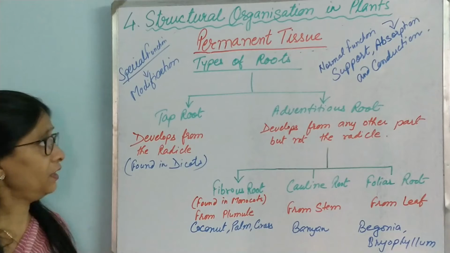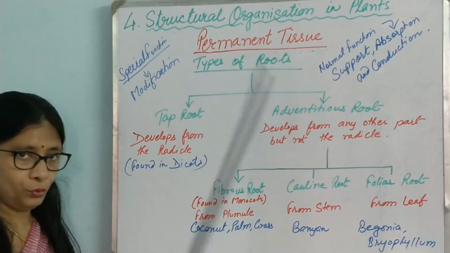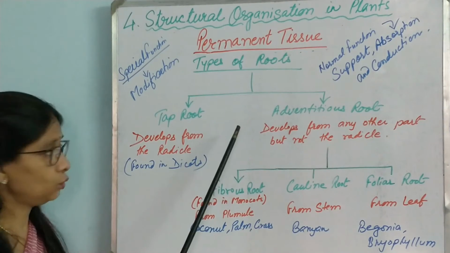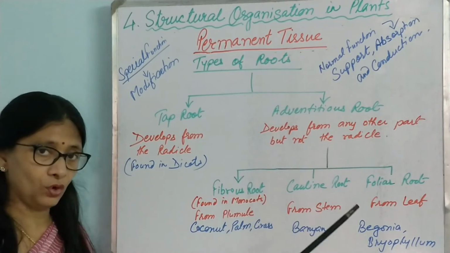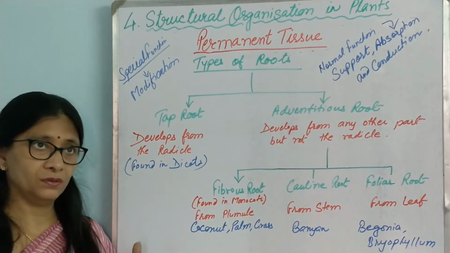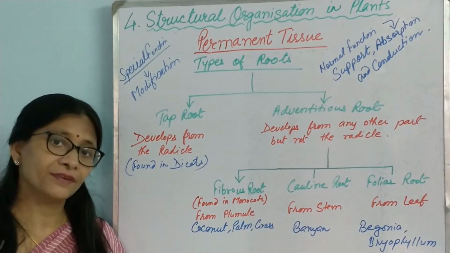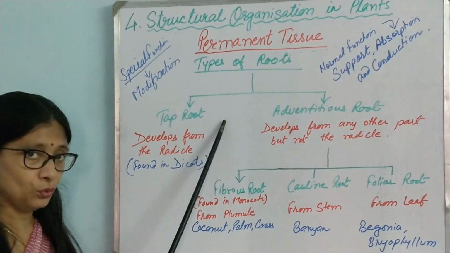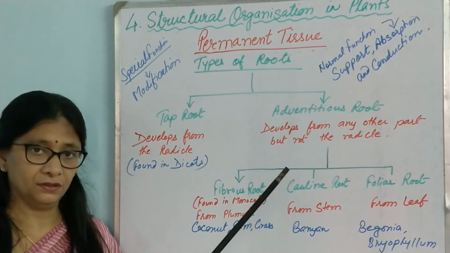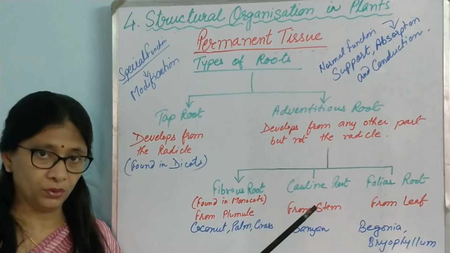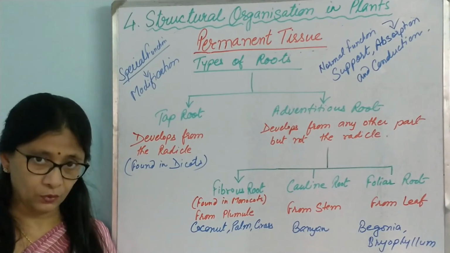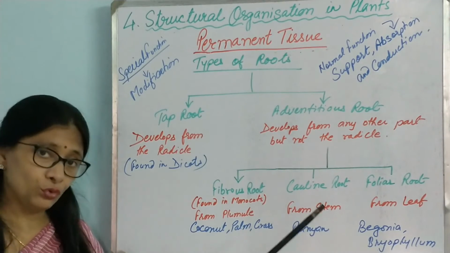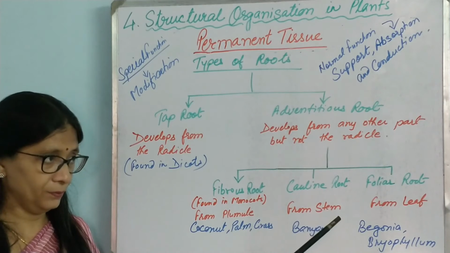Now we shall see what are the types of root. Roots are of two types, taproot and adventitious root. This is based on the location from where it has arisen. Taproot arises from the radicle, and this is also known as true root, because the radicle is the place from where root usually comes out, isn't it? So it is known as true root or typical root.